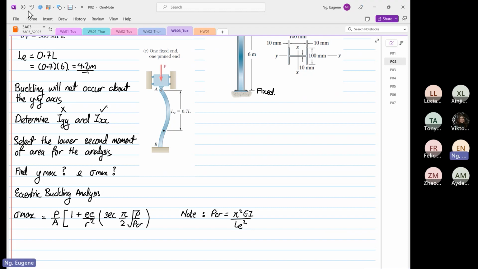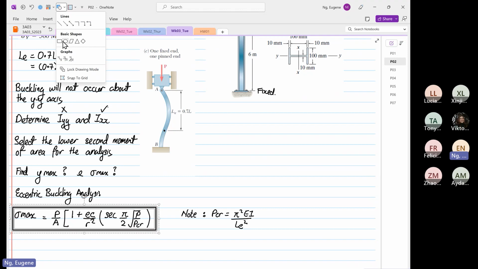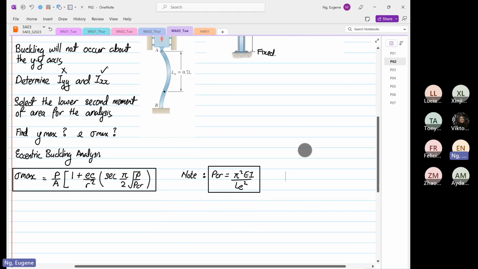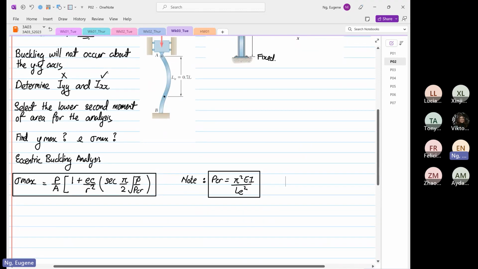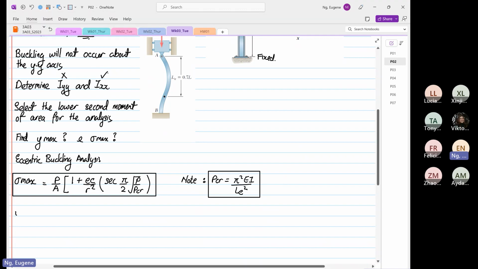Okay, so I'm going to put in square brackets indicating to you that these formulas will be provided. So this one will be provided. I don't need you to memorize this. And this will also be provided. You don't need to memorize those. And the question also asks us to determine Y max.